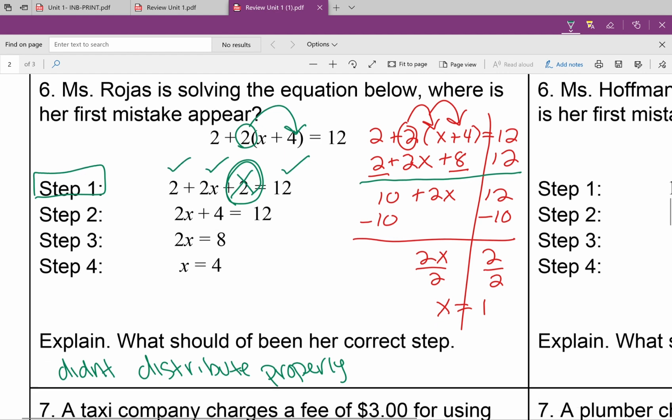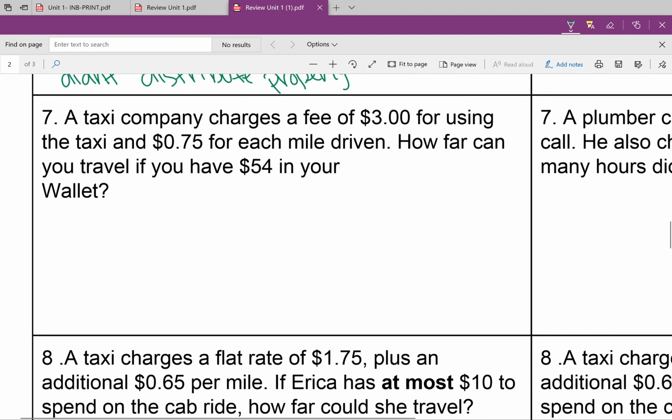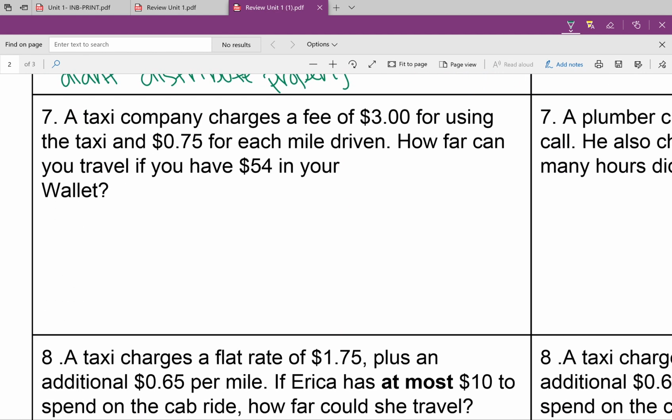Good. Let's look at number 7. Number 7 is a word problem. It says a taxi company charges a fee of $3 for using the taxi and 75 cents for each mile driven. How far can you travel if you have $54 in your wallet? So remember when we were doing word problems, we learned the acronym CUBES. So I'm going to write that off to the side, CUBES.